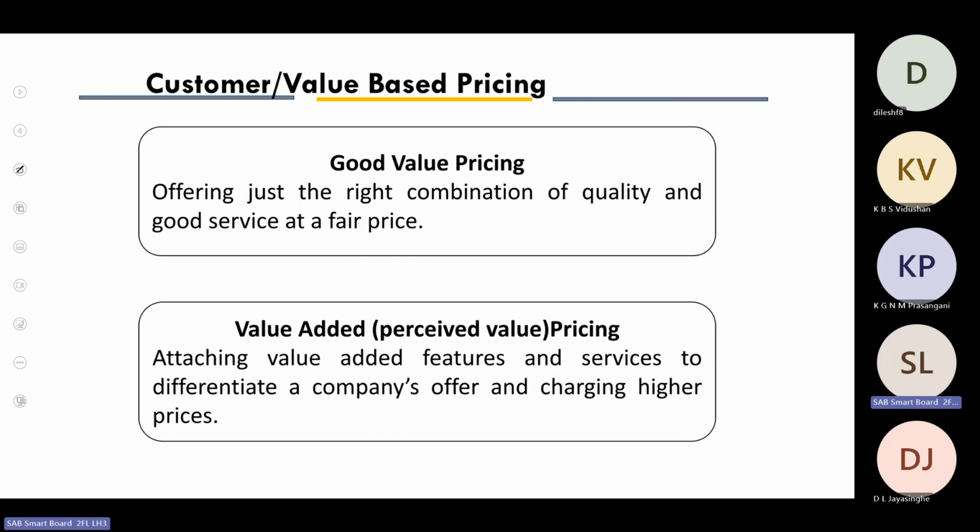Attaching value-added features and services to differentiate the company's supply and charging higher prices. But sometimes there can be some electric items or home appliances. Normally, customers are getting 1 year of warranty. But in some cases, some organizations give us 2 years of warranty, but the customers have to pay an additional amount. That is a value-added price because customers are getting more benefits, another 1 year of warranty period for the products.